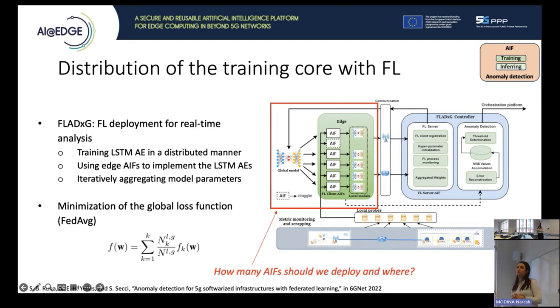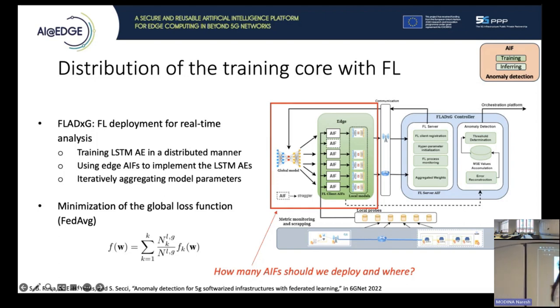The framework that I have just presented is a centralized framework. It means that you will have only one node that will be doing all the training. And since, as I said at the beginning, we are trying to do network configuration in real time, it means the training should also be done in real time. The idea was, instead of using centralized training, we propose to use federated learning. In this architecture, the framework is now called FLAHXG, for X generation, meaning 5G or more.